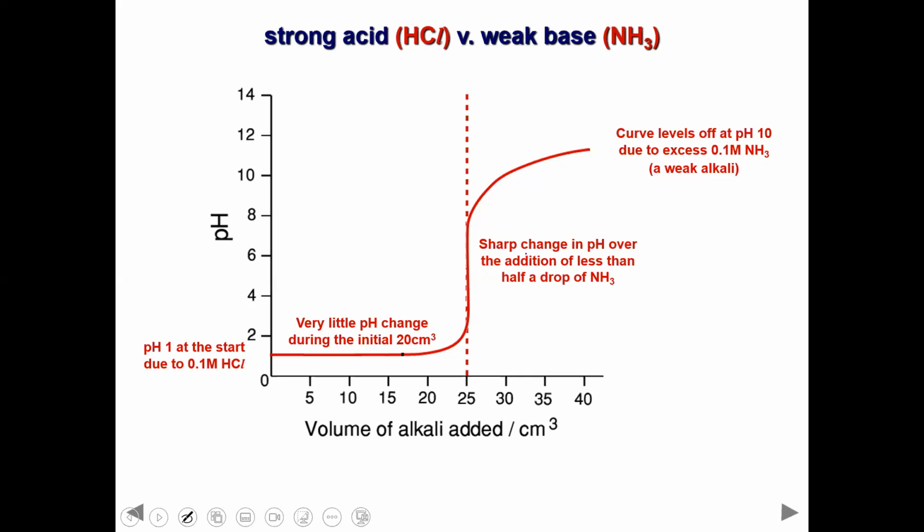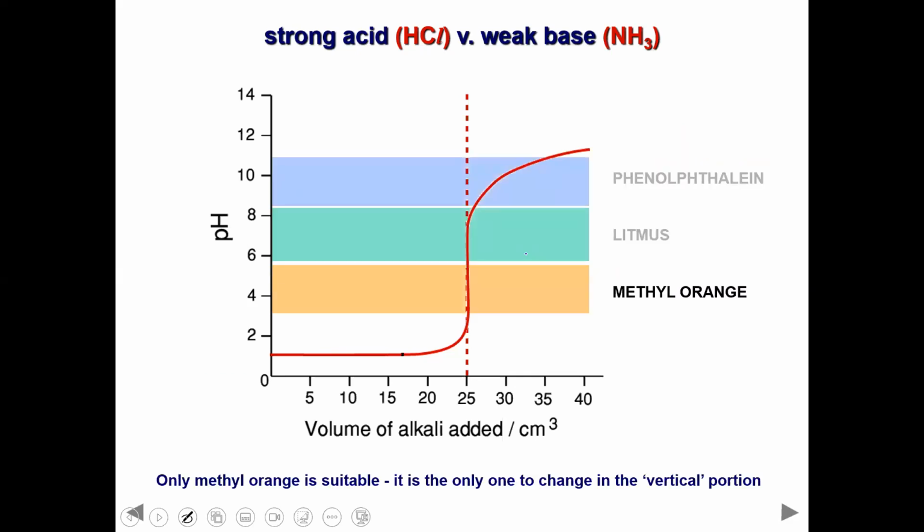Right. In this range, I show you the indicators. Now, which indicator do you think is the best to be used in this case? Out of the three indicators, which indicator is the best? For this one, methyl orange and litmus would work, right? Yes, methyl orange is even the best one because within the range of methyl orange, the line is very straight. And even in litmus, the line is slightly bending.